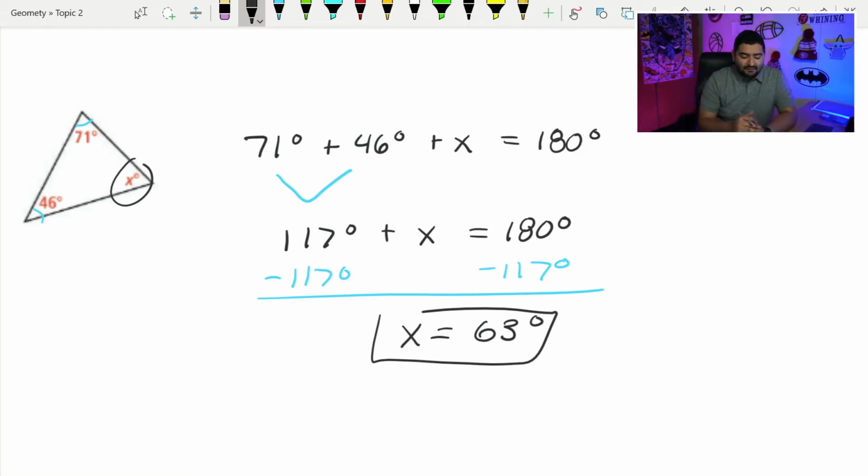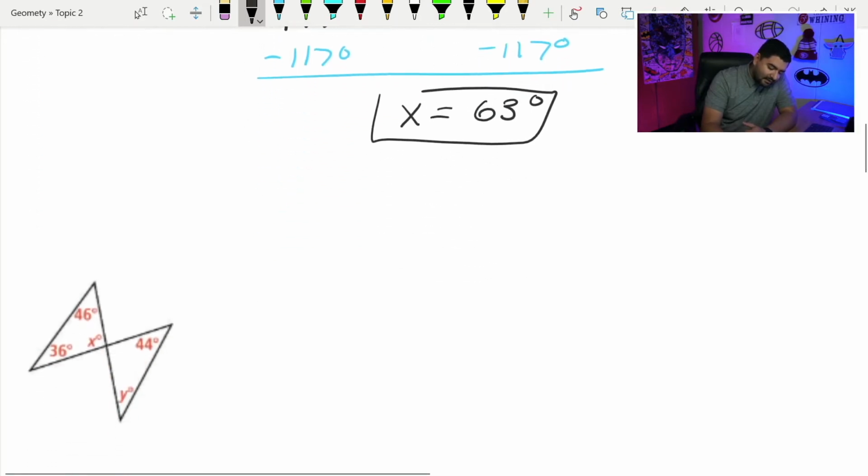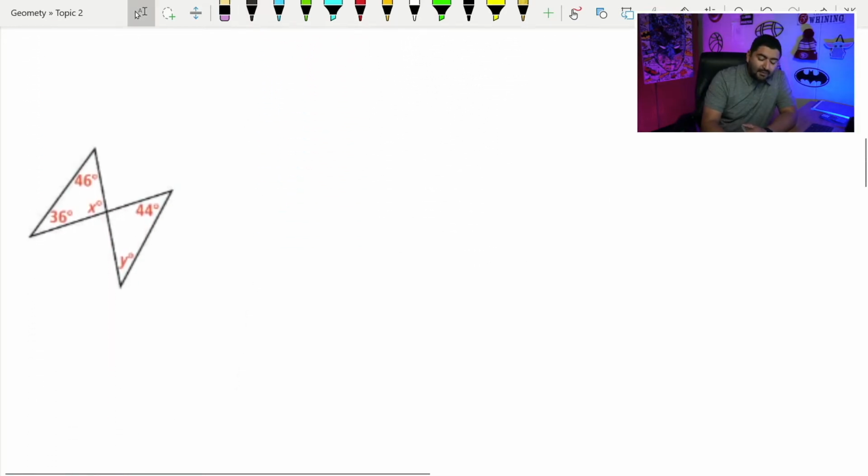So let's go ahead and look at a few more examples. Here I have another one, a little bit more complex because now I'm finding two values. I need to find what the value of x is and the value of y. So let's start off with finding x because it appears that we have the two angles that we need in order to do that. If I look at y, I don't know what this angle is yet, so I'm kind of lost in how to find y for now. So let's first start off with what we can do.